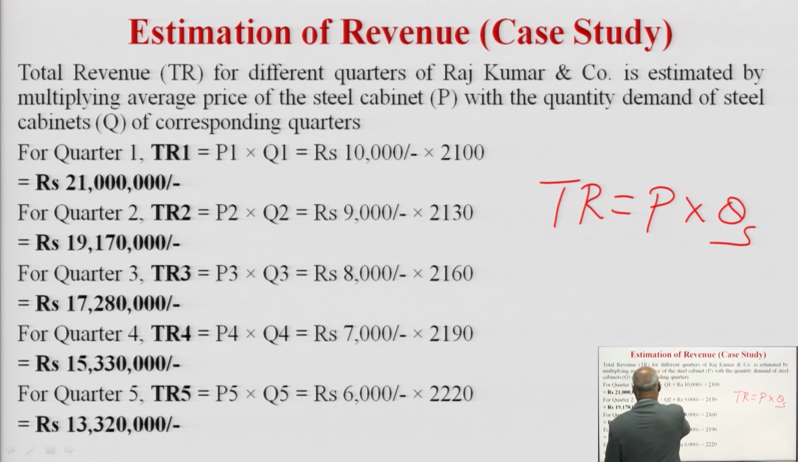Similarly, for quarter 2, what will you get? Now, the price is 9,000 rupees and the quantity sold is 2130. So, you will be getting 19 million, 170,000. Similarly, for quarter 3 you will be getting 17,280,000, and like that you will find that the total revenue is increasing.